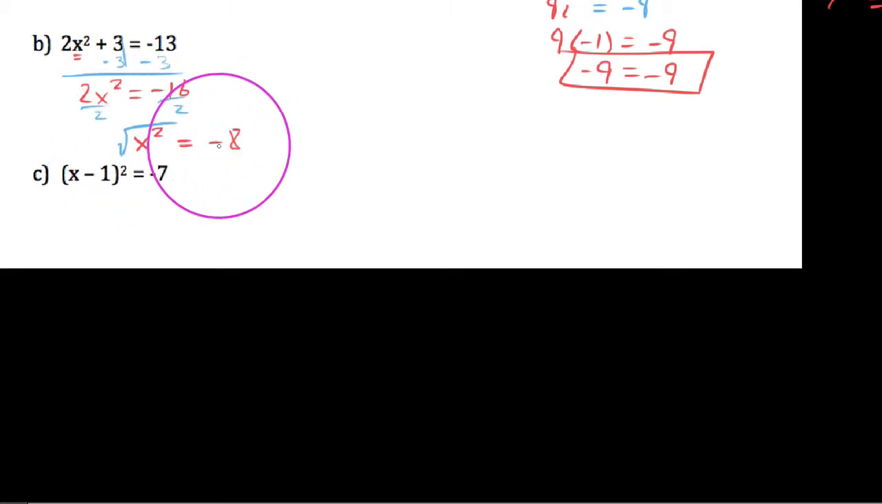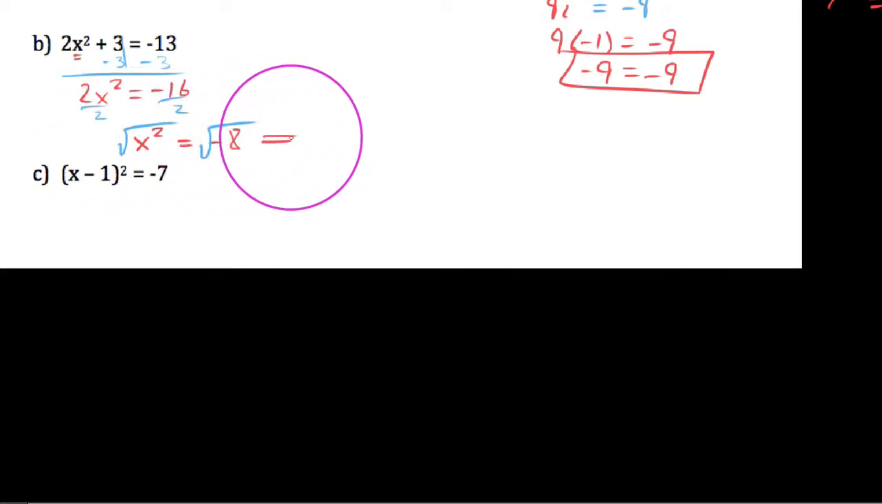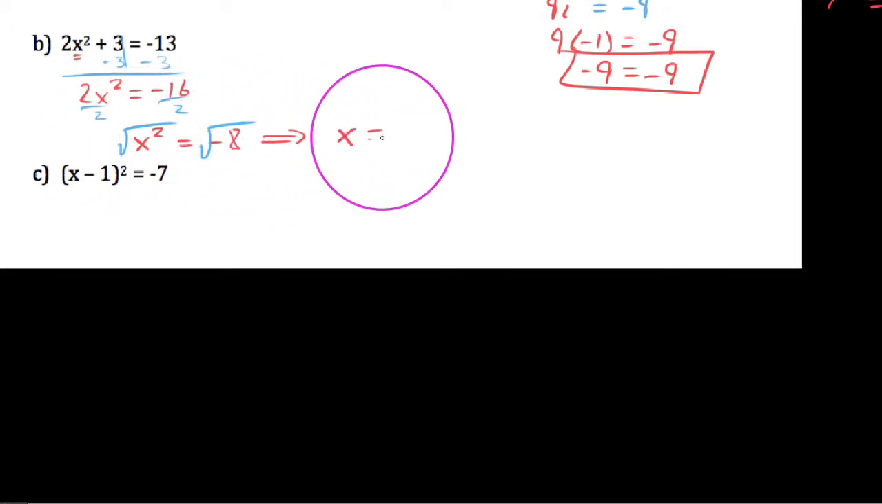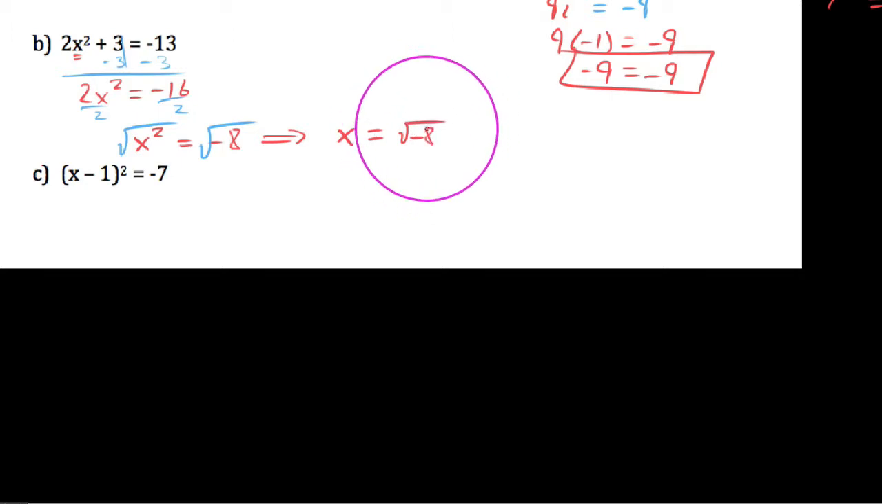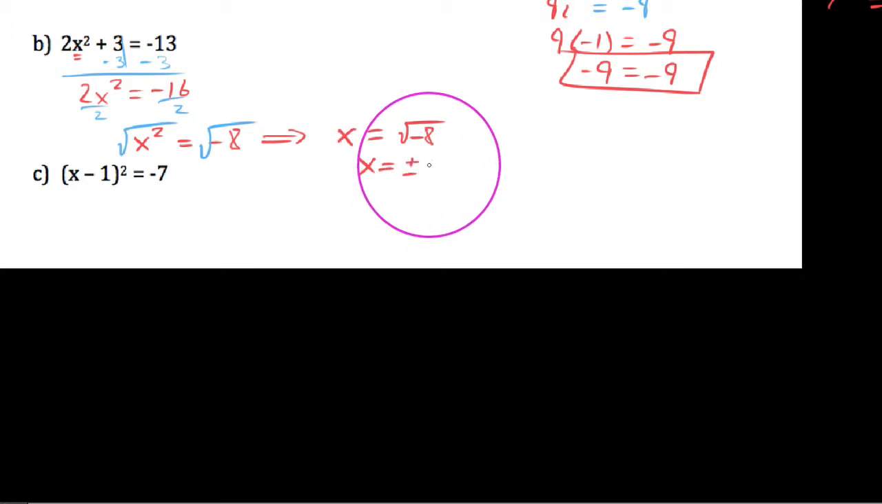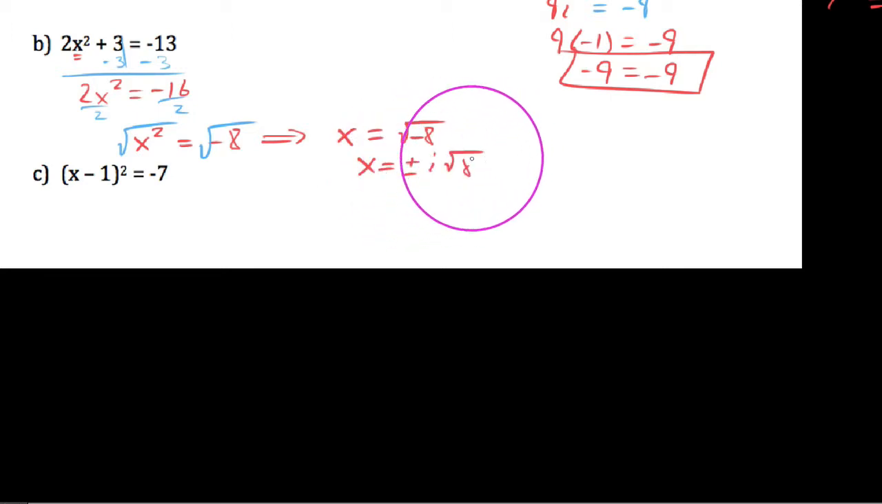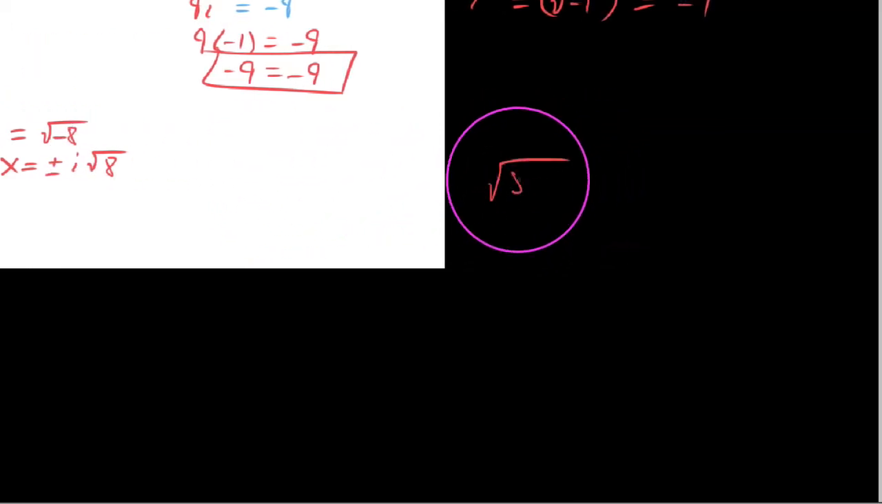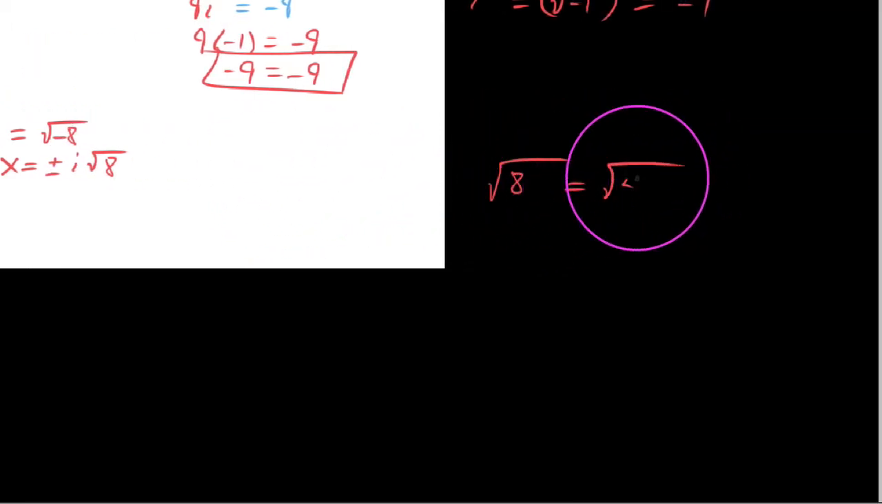And so now, to undo the square, we'll do a square root. So this implies that we have x equals the square root of -8. In terms of simplifying this, it is simple. This is the same thing as plus or minus i out front, and we'll make this a positive 8. Furthermore, recall that the square root of 8 is the same thing as the square root of 4 times 2.